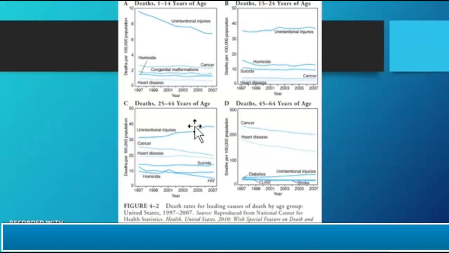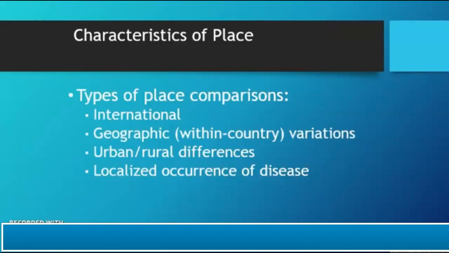Anyway, going to 25 to 44, the unintentional injury rates actually fall slightly, but then when you get into the ages of 45 to 64, cancer and heart disease start to take over. So you can see very clearly how age can play a very significant role.